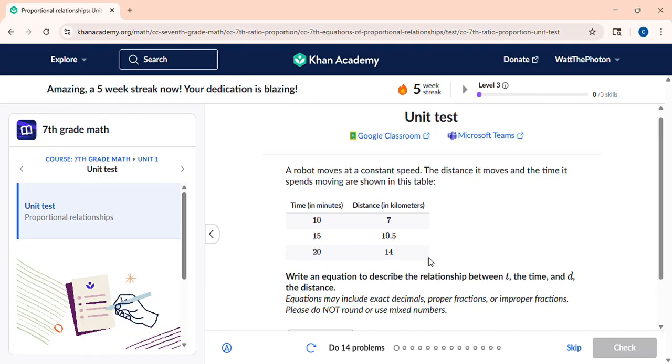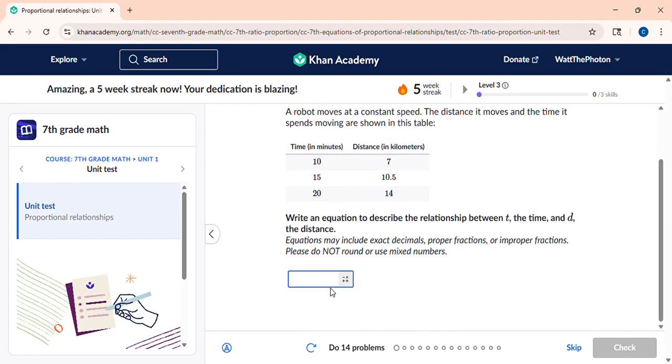A robot moves at constant speed. The distance it moves and the time it spends moving are shown in the table. Write an equation to describe the relationship between T and D. D is equal to T.